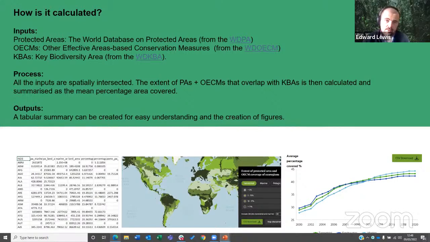And the size is a bit variable. The World Database on Protected Areas, for example, has hundreds of thousands of sites, whereas the OECMs, because they're more recent, is much smaller, but growing quickly, I might add. So the process, as I said, is we intersect geospatially all of these three data sets, and the overlap with each KBA is then calculated in geospatial software, and then the mean percentage of each KBA, key biodiversity area, is calculated. And the outputs are shown below.